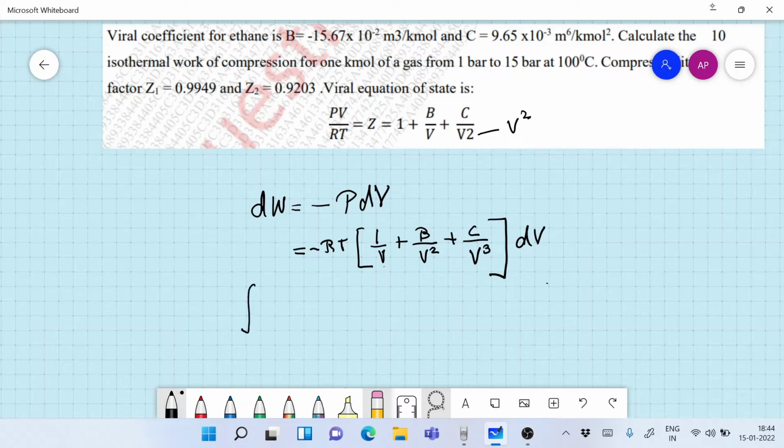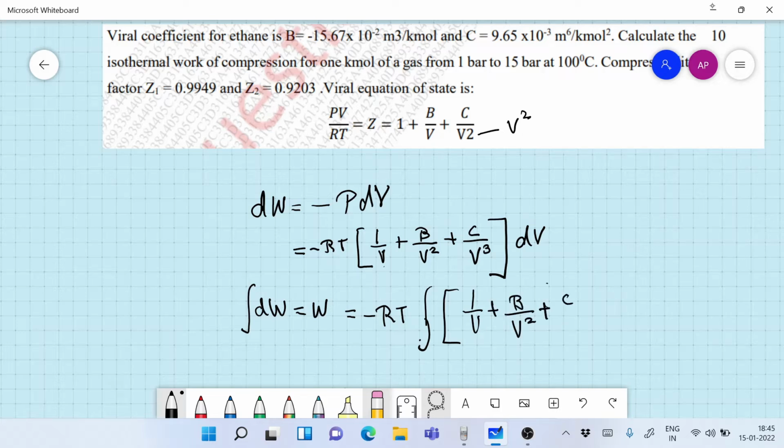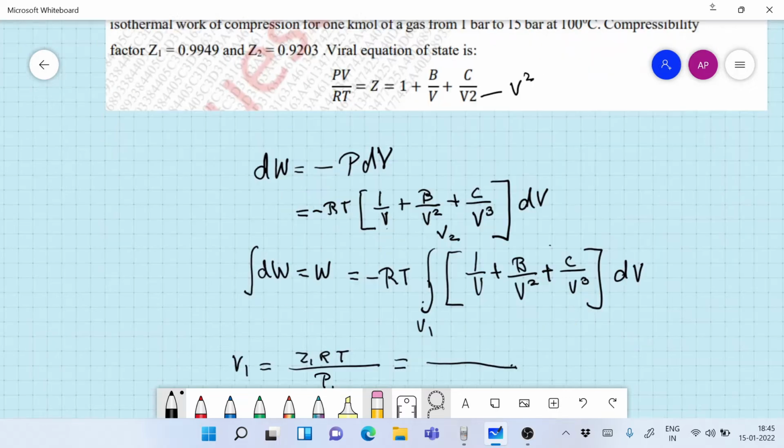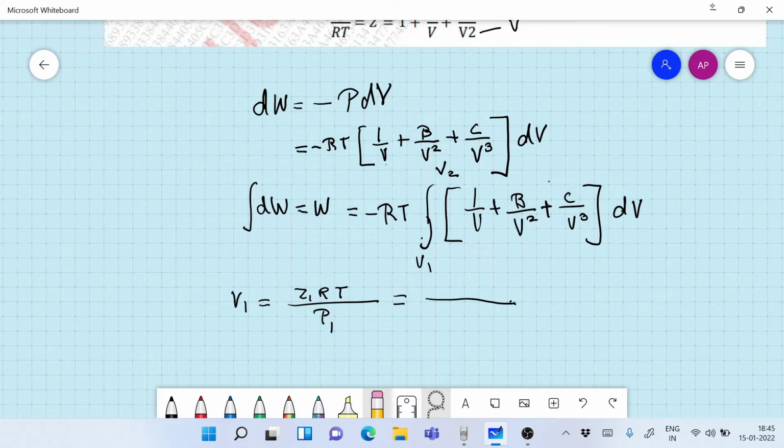So if we integrate it, we have dW giving W, and the right-hand side of this equation would be integrated as RT integral of 1 by V plus B by V square plus C by V cube dV, and this would be from V1 to V2. Now all that remains is calculating V1 and V2. Now we know Z1 and we know Z2.